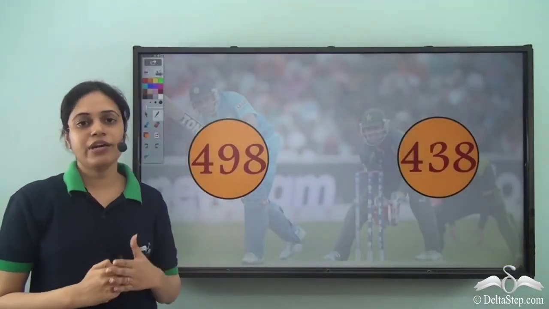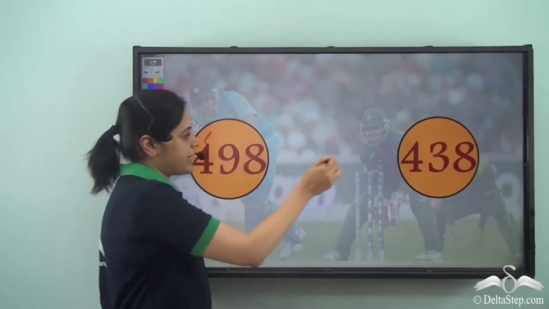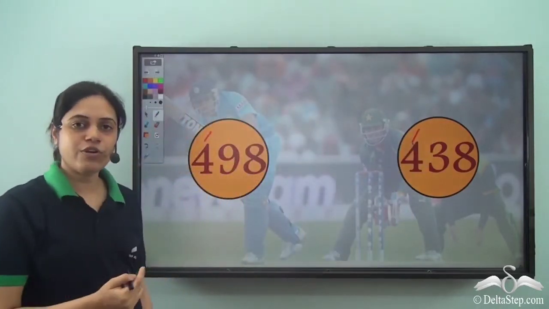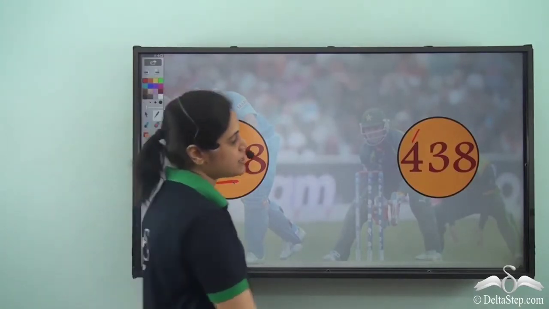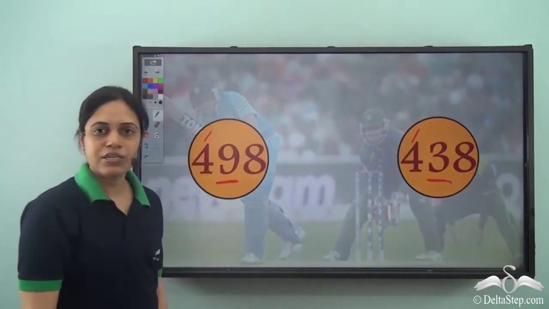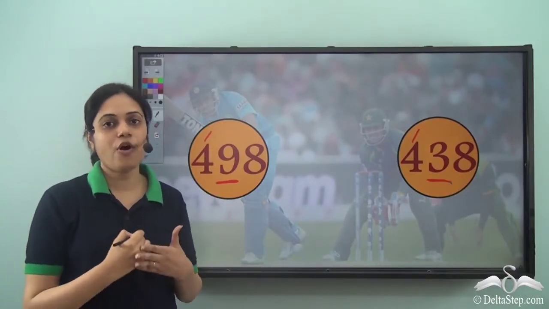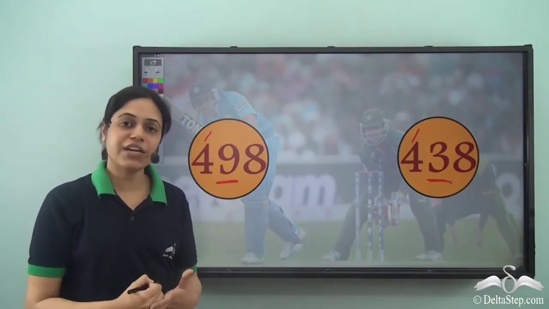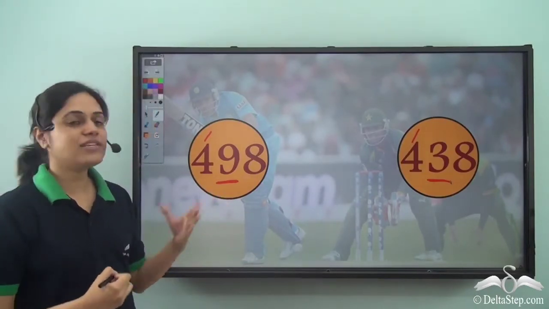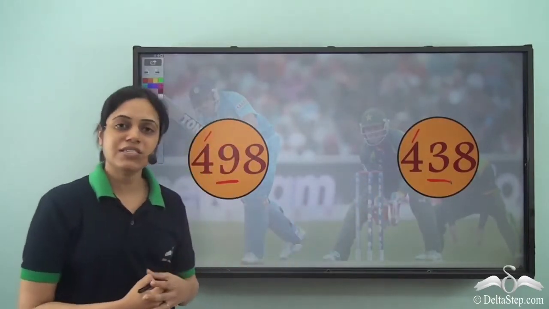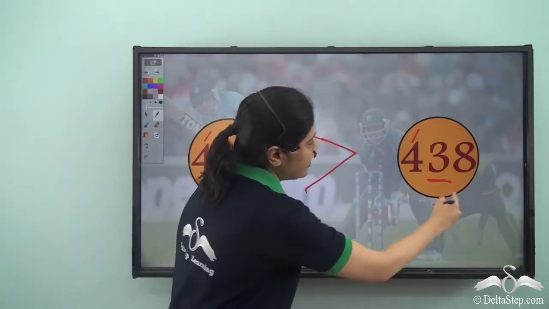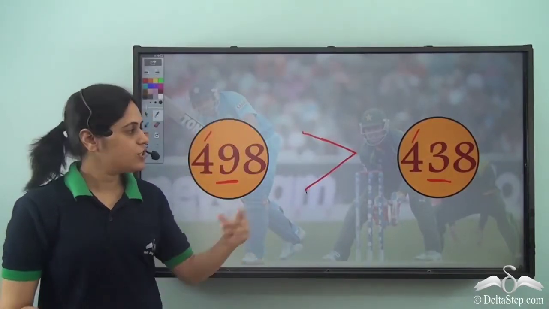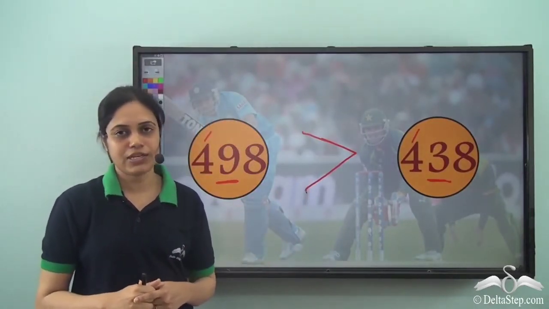So let's come back to our numbers once again, 498 and 438. We saw that the first digits are 4 and 4, which are the same. So I move to the next digit, which is 9 in this case and 3 in this case. So which is greater, 9 or 3? Well, 9 is greater than 3. This means that this number is greater than this number. So 498 is greater than 438. We use the greater than symbol once again.